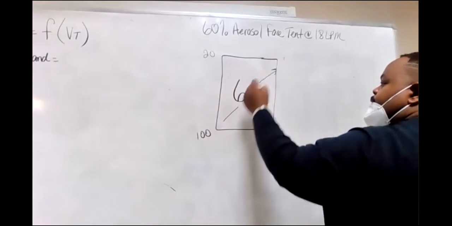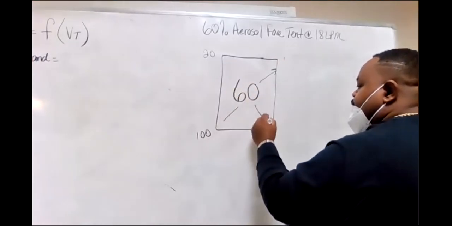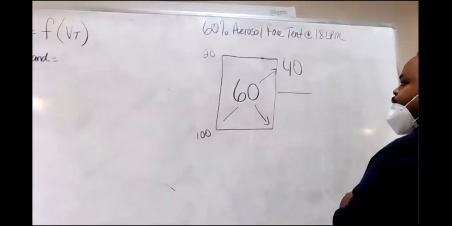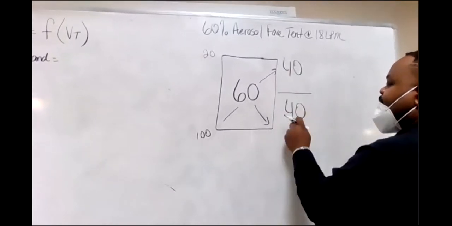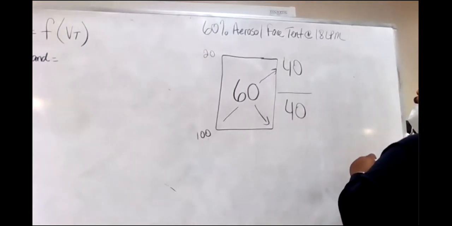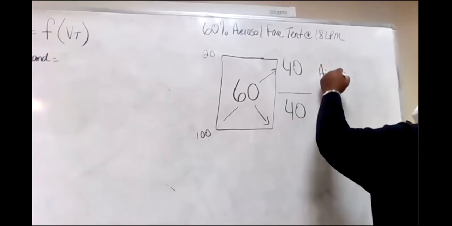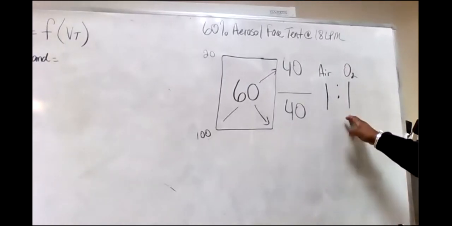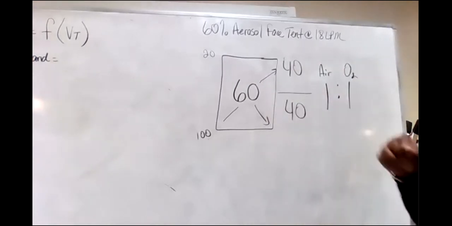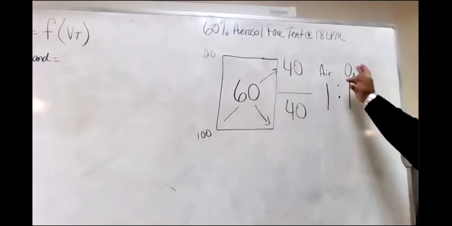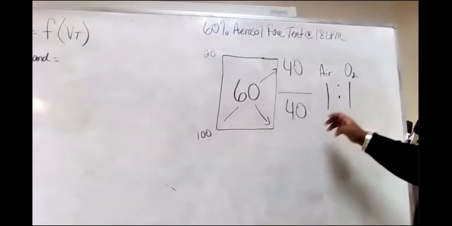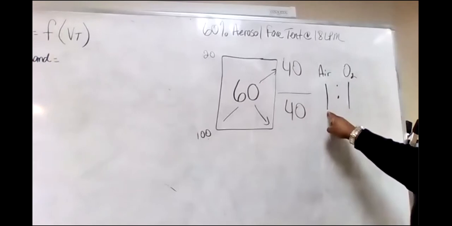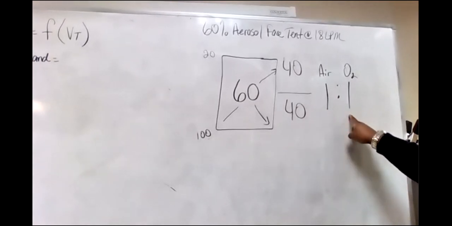40. Goes this way. And then it goes this way. 40 up here divided by 60 minus 20 is what, Heather? 40. So 40 divided by 40 is what? 1. One part air, and it's always one part oxygen. The oxygen part is always 1, no matter what. So 1 to 1 is the air to oxygen ratio of 60%. The air to O2 ratio is 1:1 because 100 minus 60 is 40, 60 minus 20 is 40, 40 divided by 40 is 1. One part air, one part oxygen.